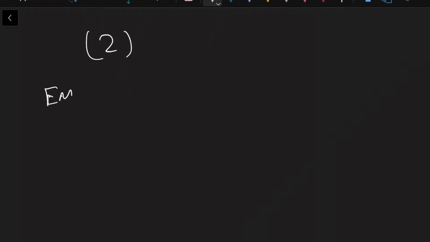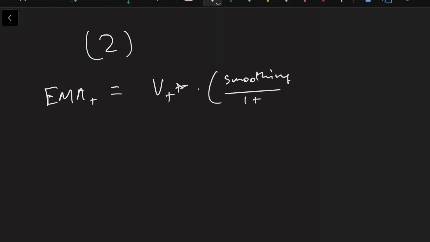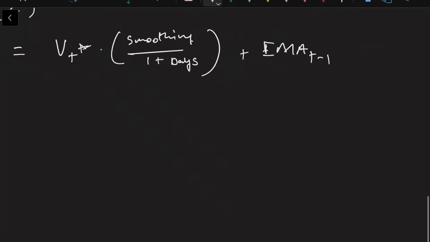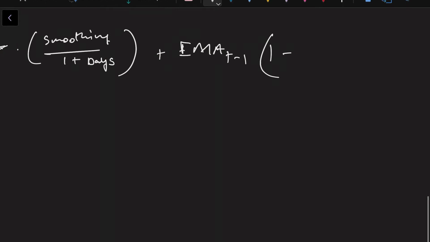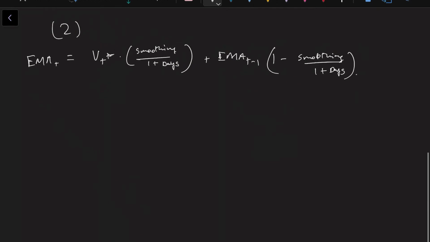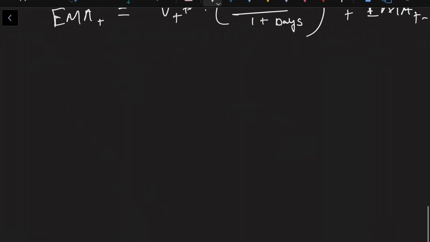And the formula we use for calculating EMA is basically EMA of T is equal to value of T times the smoothing divided by 1 plus number of days. We can call this n, the 1 plus number of days, plus the EMA of T minus 1 times 1 minus smoothing factor. And that right there is the formula.